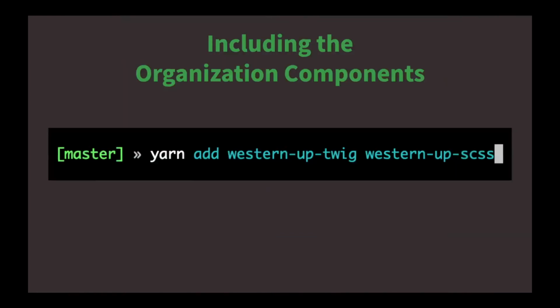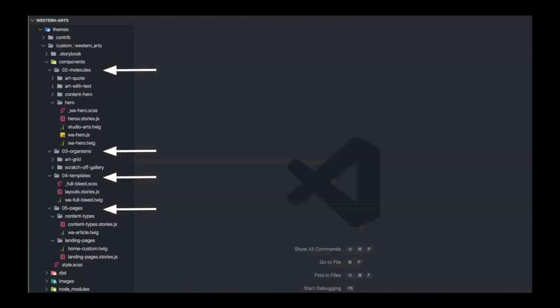Since we do want to have access to the organizational components and styles, we run the exact same command we ran for the first property to include the twig and Sass as node modules. The main property's components directory was pretty bare. If you remember, there was just the one Sass file. But in this case, we have a number of custom components that are specific to the arts site. So we have directories for molecules, organisms, templates, and pages.